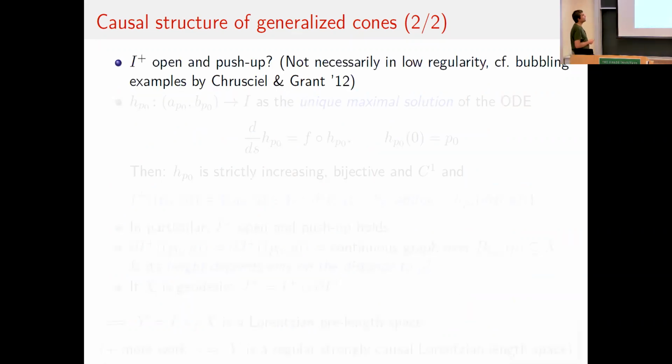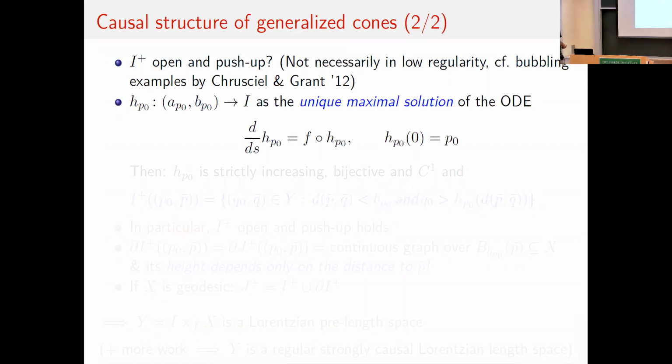So we already talked about the bubbling and push up. So this does not hold in low regularity necessarily. Also, the question if the chronological future of a point is open does not hold necessarily. However, these generalized cones have such a nice causal structure that this always holds. And you can do that as follows.